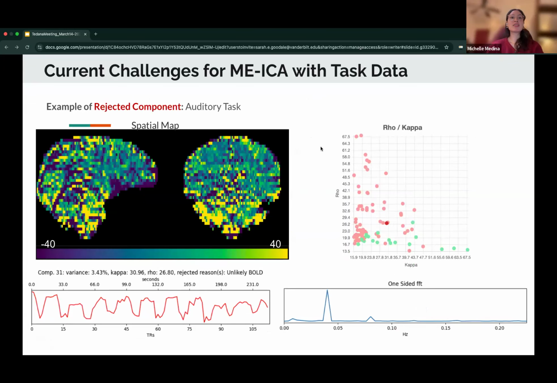And lastly, I wanted to show a component that the original decision tree decided to reject. Like I said, this is not truly surprising. You still see that same striping pattern in the spatial maps, which is most likely noise. But interestingly enough, if you look at the time series, this is the time series of our task regressor. And in the power spectrum, you still see that clear peak, meaning that this component must be related to task, and we wouldn't be wanting to remove this signal. But overall, there's just some ambiguity in the classification of this particular component.